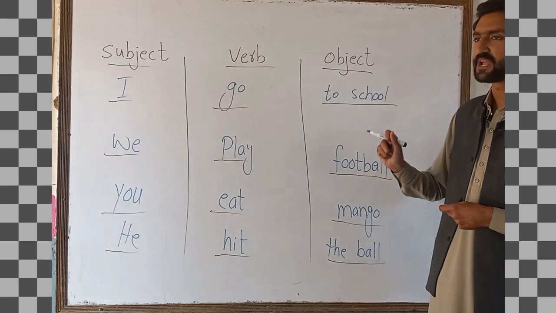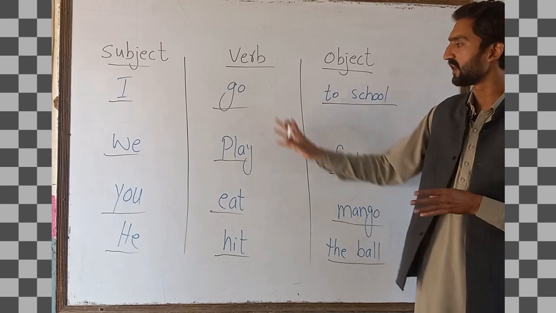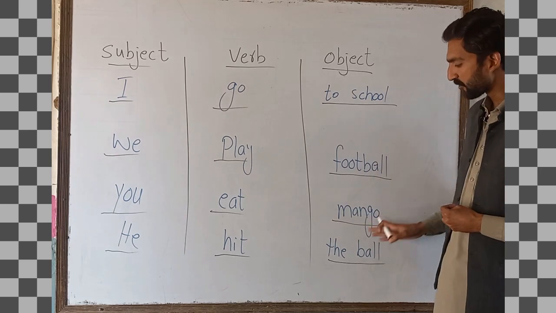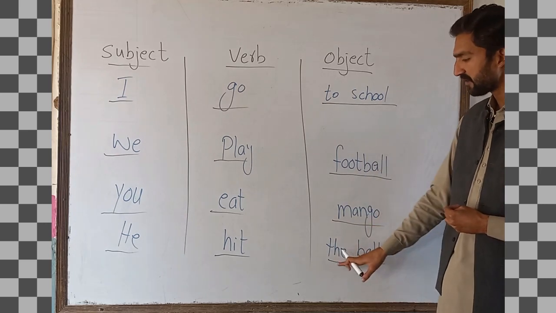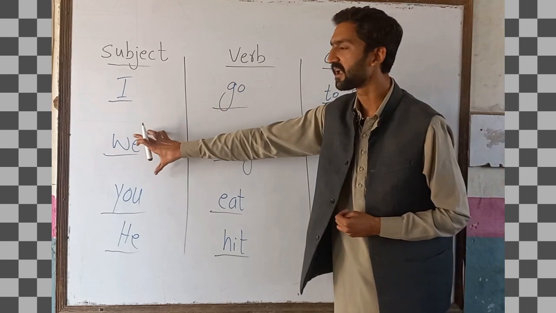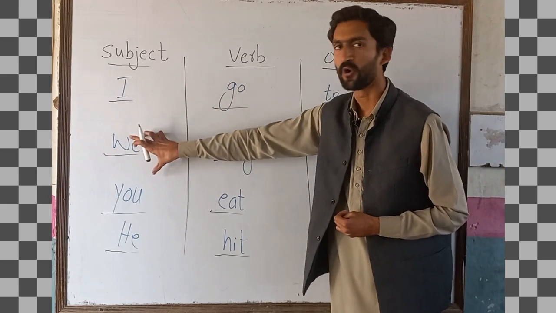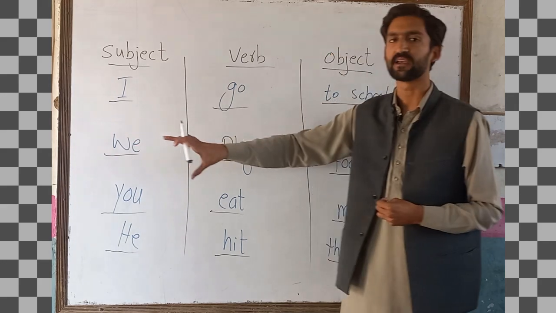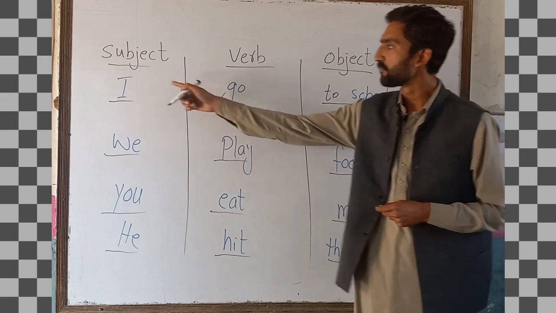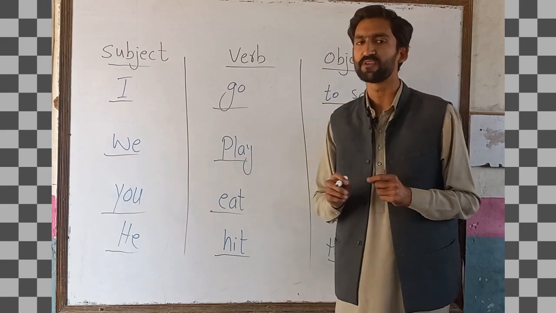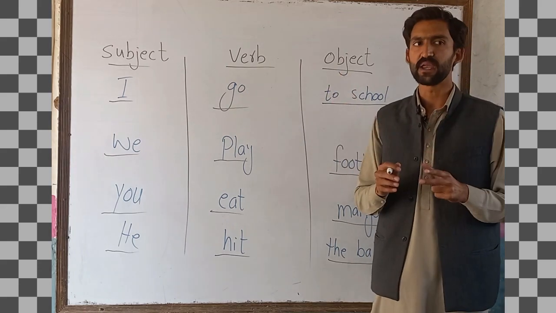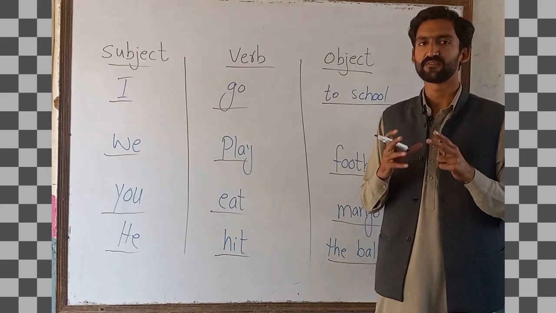Next we have the objects. These are the receivers of the action: school, football, mango, and the ball. So these are the receivers of the action, and these are the pronouns performing an act like a subject. We can see one more thing: a pronoun is used for the purpose of the subject. So these combine for the purpose of making a sentence.